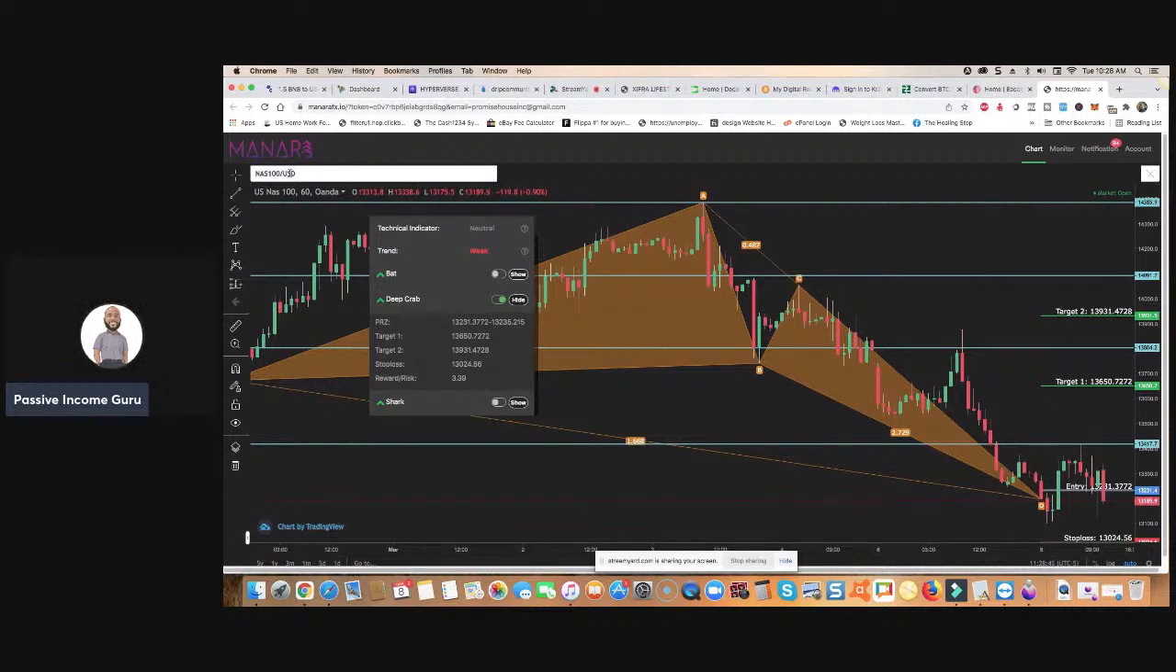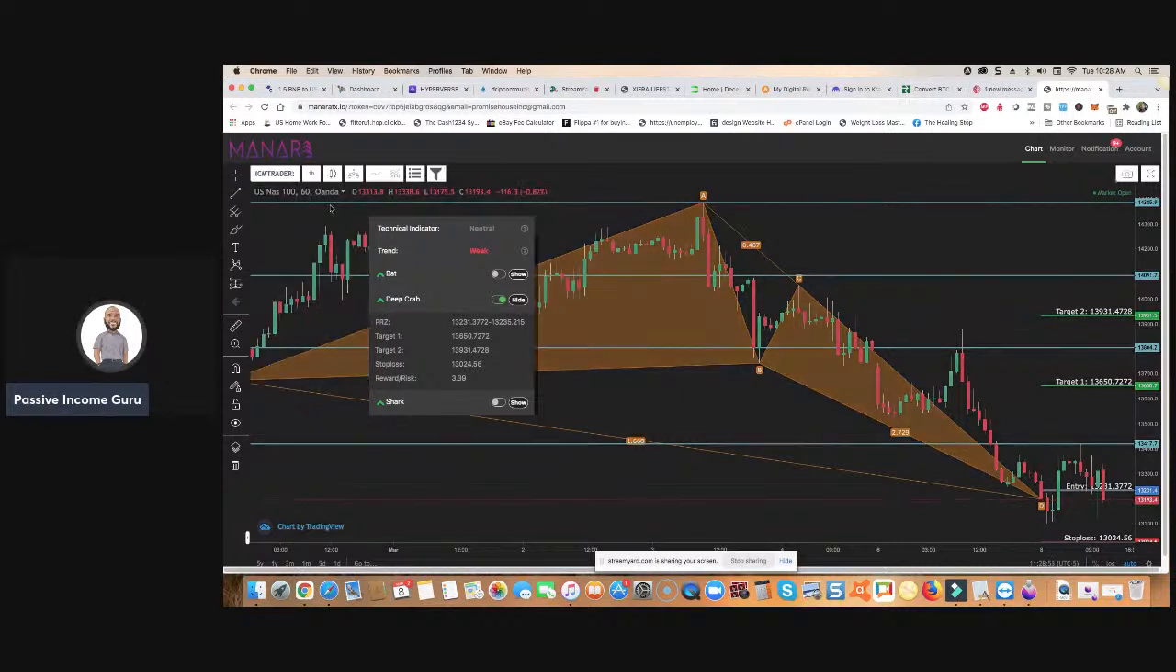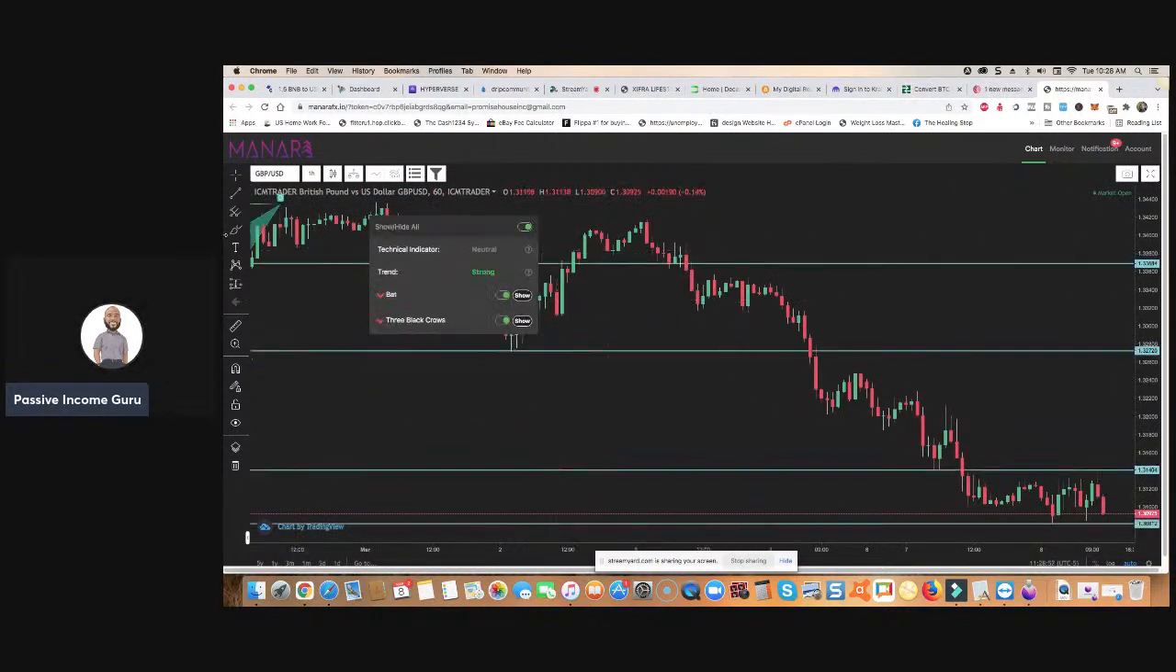Let's look at another pair. Let's look at GBPUSD. Outside of indices, this is probably my other favorite one to trade.